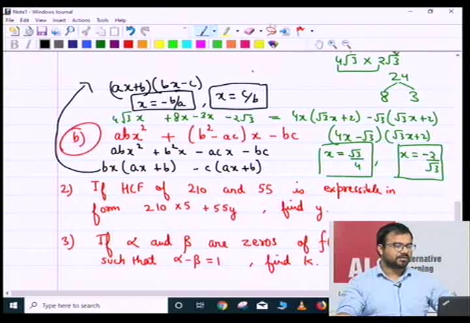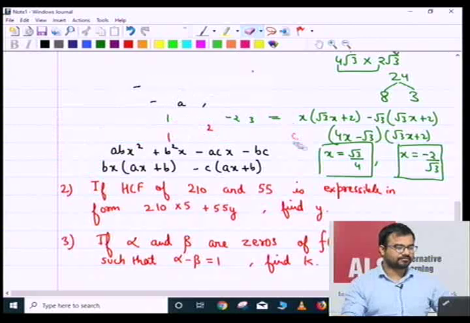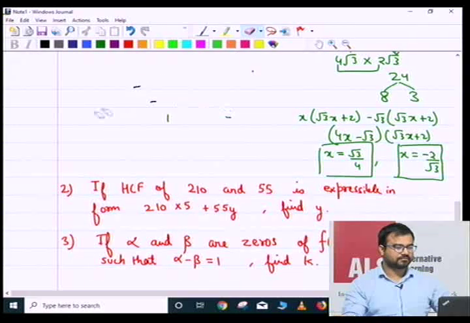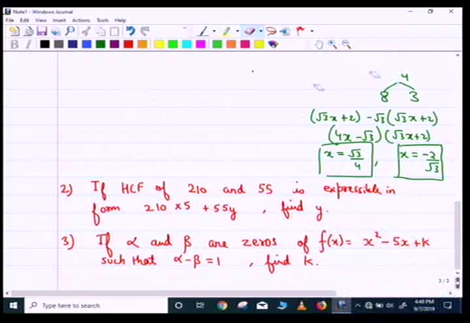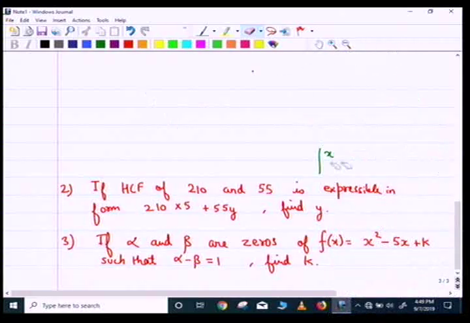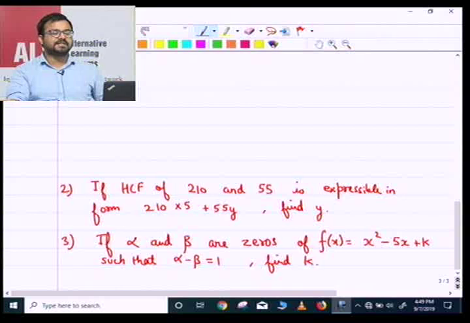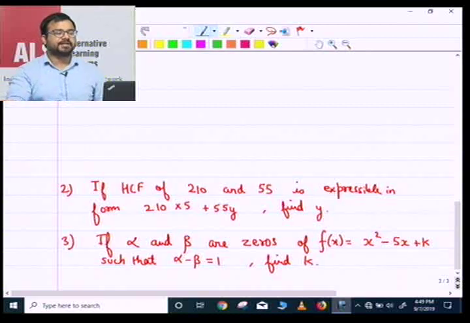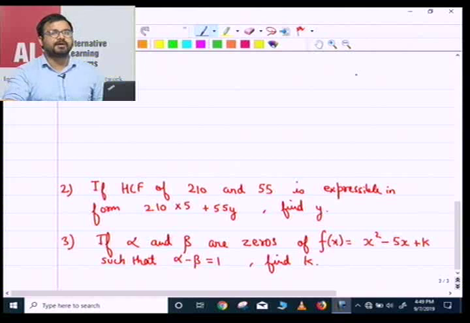Okay. Now let us discuss the HCF type question. HCF of 210 and 55 is expressible in the form of this. Find y. So most of the question is done for you. You just have to find the HCF of these two numbers, and HCF of these two numbers can be found out by Euclid division lemma.